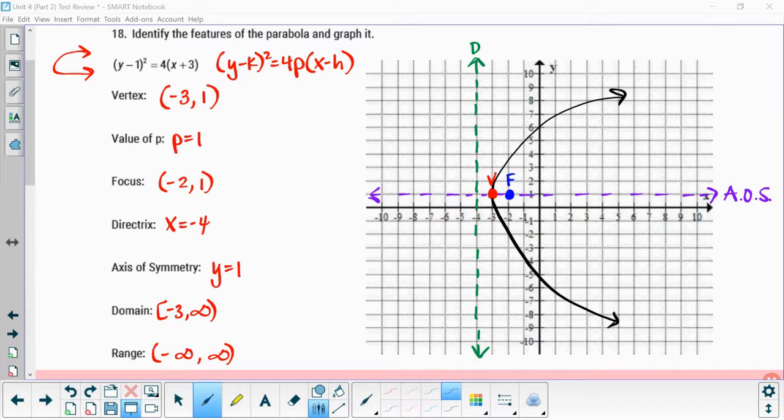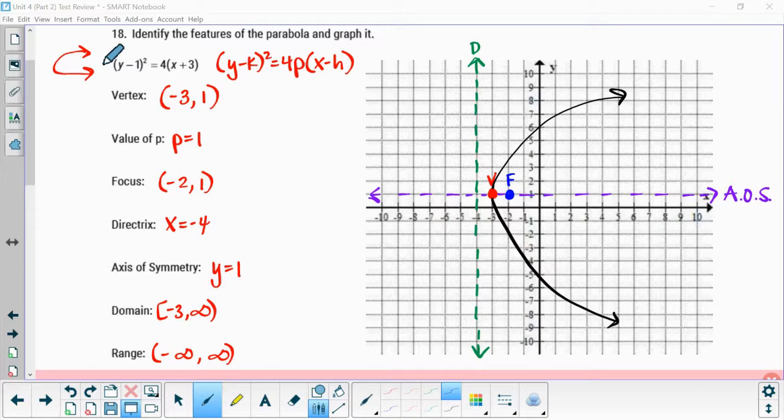For number 18, I have to identify the features of the parabola and graph it. Well, the first thing you should always do is try to see what equation matches what you are given. So I can see that the y value is squared, so that means my graph is either opening to the right or to the left. The next thing you want to look at is the value in front of the other side, positive or negative. In this case, it's positive. So I should be using the formula y minus k squared is equal to 4p times x minus h, which means my parabola is going to be opening to the right.